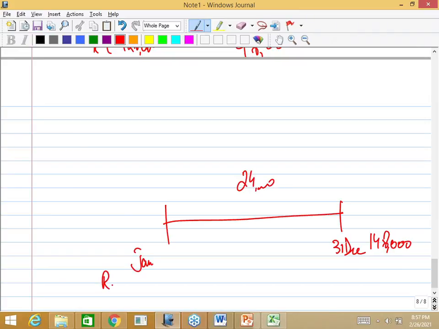So if we acquired the company at the start of the period, we simply deduct 24,000 from 148,000, and the figure will be 1,24,000 at that acquisition. That will be the simple case.